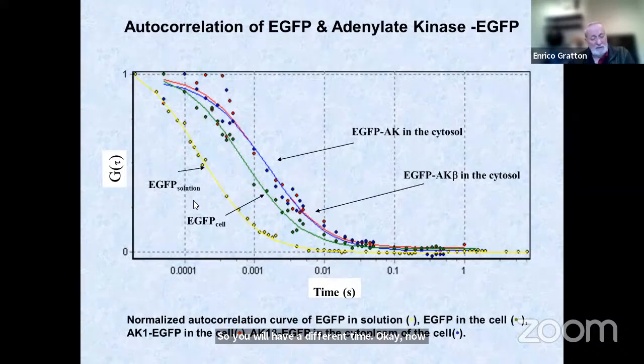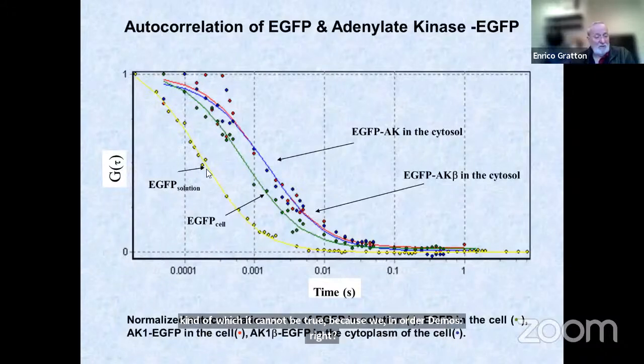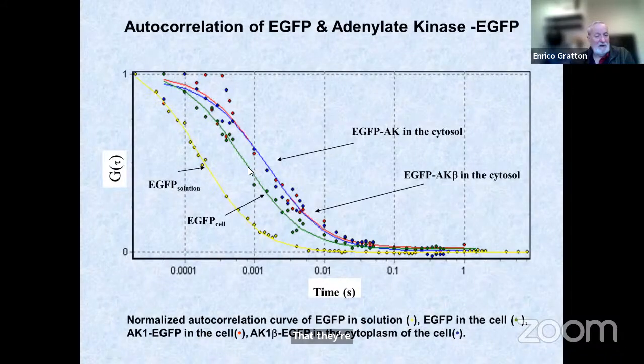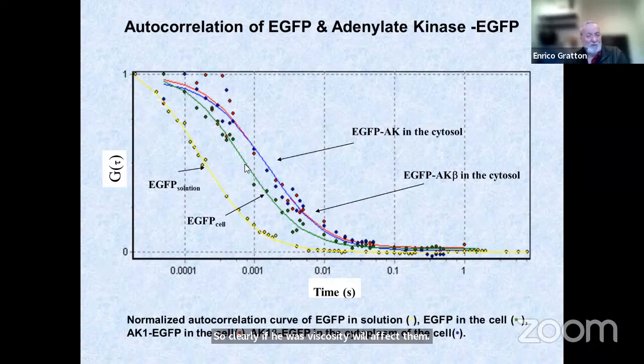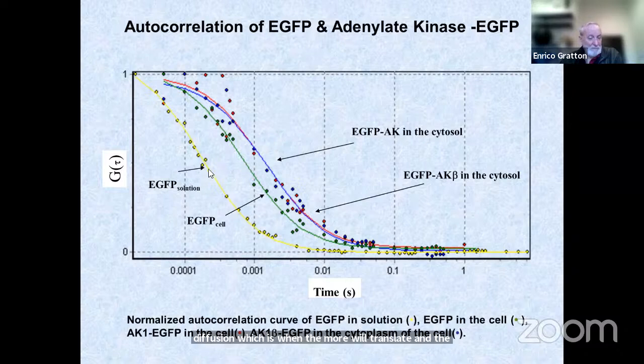It cannot be true because we and others demonstrated that the rotational rate of GFP in solution and of EGFP in a cell is about the same. Clearly, if it were viscosity, it would affect the rotational rate, but it does not; it affects only the translational diffusion, which is when the molecule translates, as opposed to rotational diffusion. The rotational diffusion shows no change, but the autocorrelation function shows a change of a factor of 5. So all those papers that say this is due to membrane viscosity or internal viscosity of the cytoplasm are clearly wrong, because they cannot explain this change by viscosity.